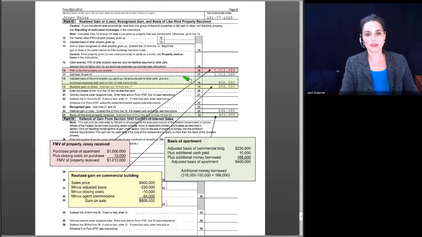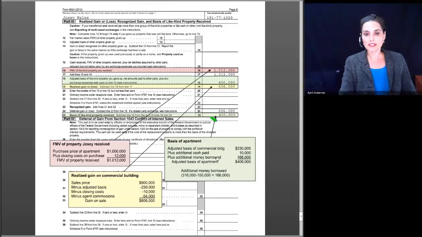But to get that, we have to know what to enter on line 18, and that meant on line 18, we had to figure the adjusted basis of the like-kind property you gave up, plus amounts paid to the other party, plus any exchange expenses not used on any other line. And when we added all of those numbers up, we got $406,000. So $406,000 is subtracted from $1,012,000, and that gives us the gain of $606,000. The $606,000 is deferred, and the basis of the new property is $406,000.